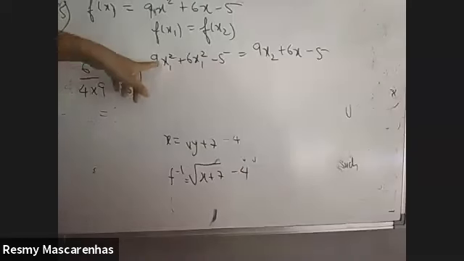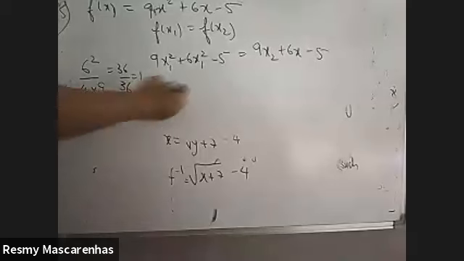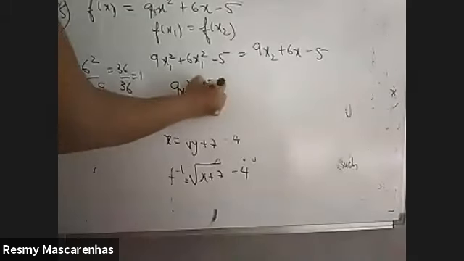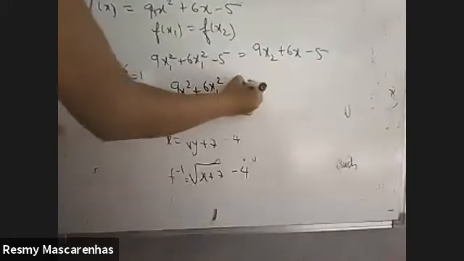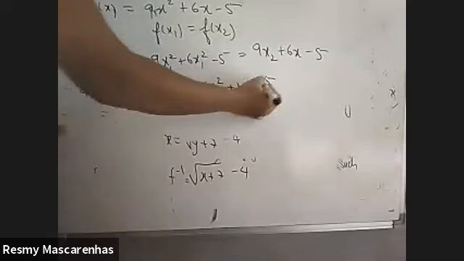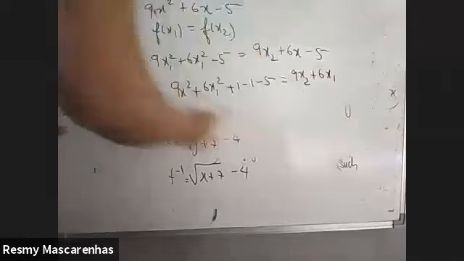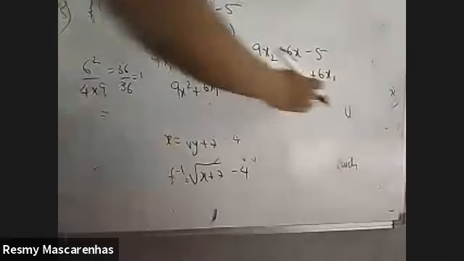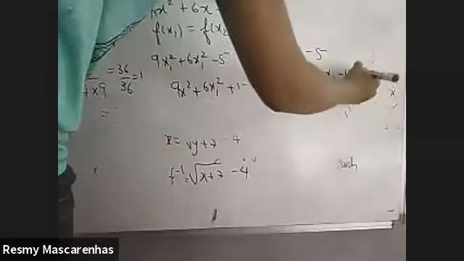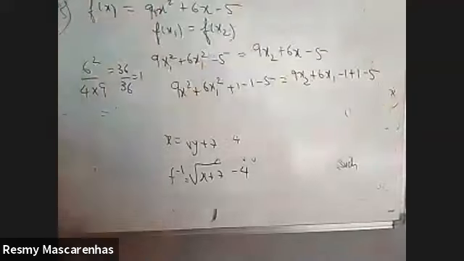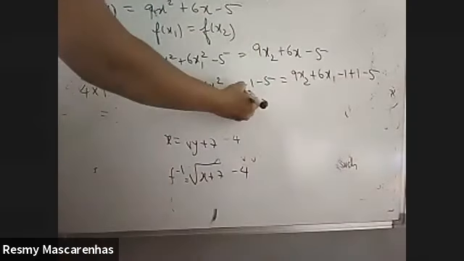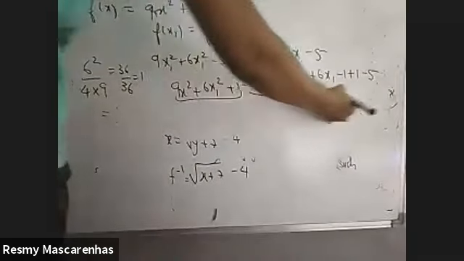The first term is 9x square, that's why we have to take 9. So 9x square plus 6x plus 1, minus 1, is minus 5, which is already there. Only the starting part I'll do, then the rest you can do later on. So balance, and then you have to take these two terms together.